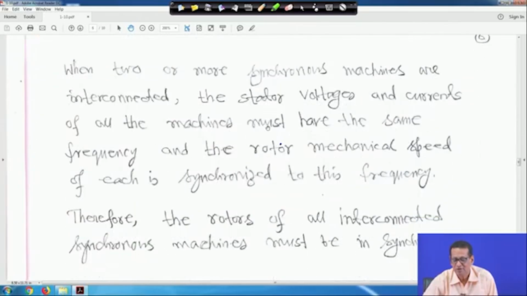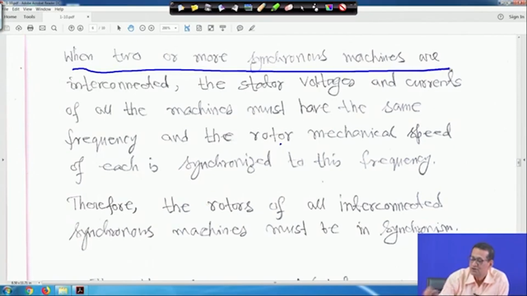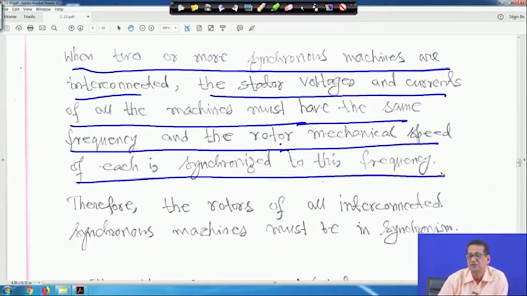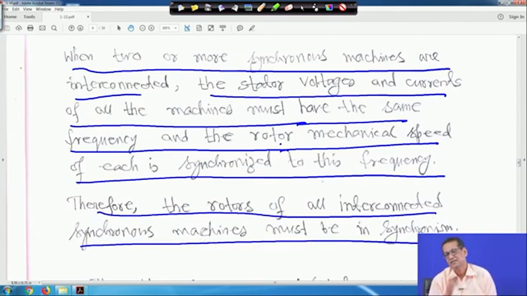Now, when two or more synchronous machines are interconnected, the stator voltages and currents of all the machines must have the same frequency and the rotor mechanical speed of each is synchronized to this frequency, right. Therefore, the rotors of all interconnected synchronous machines must be in synchronism, right. In general they will be in a coherent group; their increase or decrease in speed will remain the same, right.